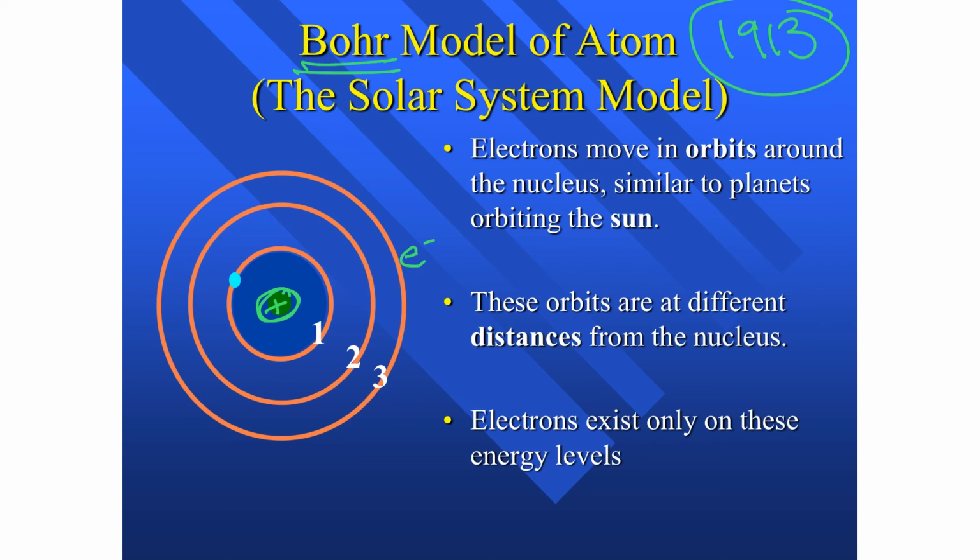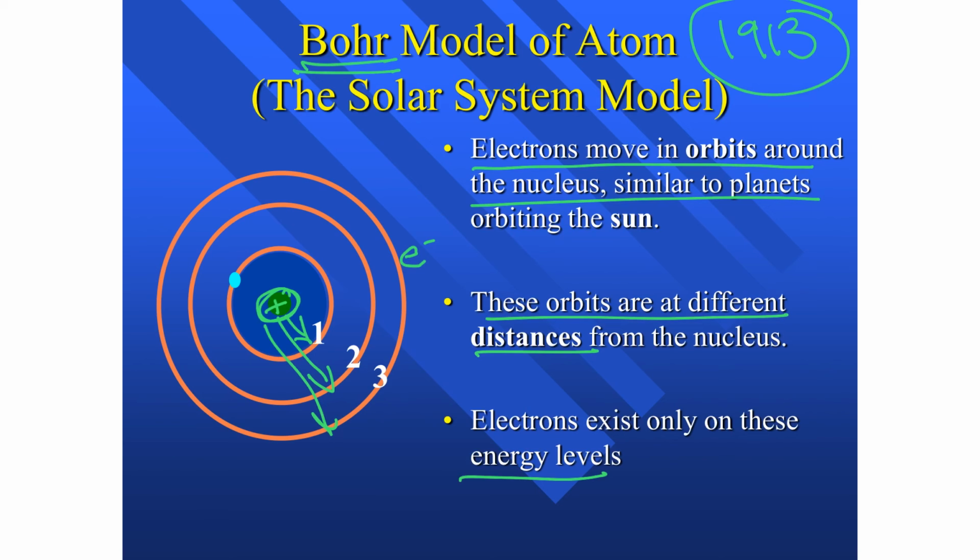But he said the electrons are not like raisins in plum pudding or chocolate chips in a cookie. These electrons, he said, are moving around in an orbit, kind of like planets around the sun. And the orbits are very specific distances from the nucleus. And he called these energy levels. Okay?